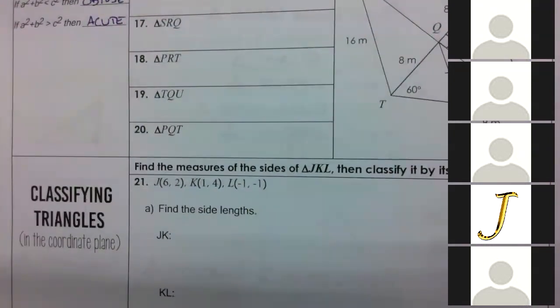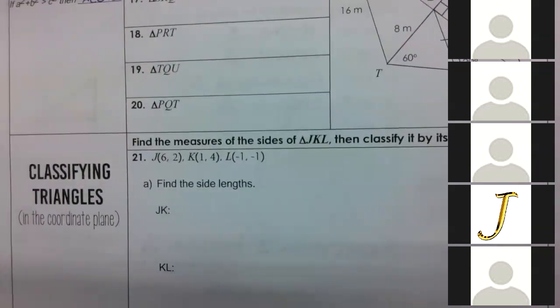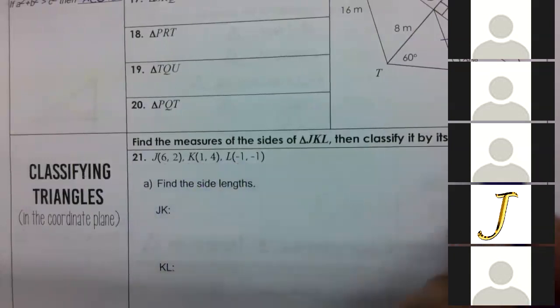Now, I'm going to leave this page for you guys to work on. And I want to get you started with number 21, because this is the big problem of the day. I'm going to give you 3 coordinates like this, and I'm going to ask you to classify it by sides and angles.